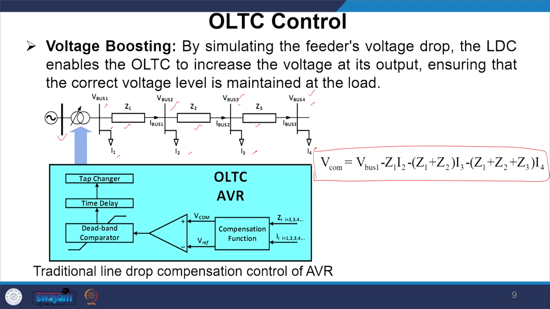So if you see the approach of an OLTC and AVR mechanism, you have a reference and then you have the V compensation which has been calculated for the feeder from time to time, because I1, I2, I3, I4 are not going to be constant, and that can go to your tap changer command to react.